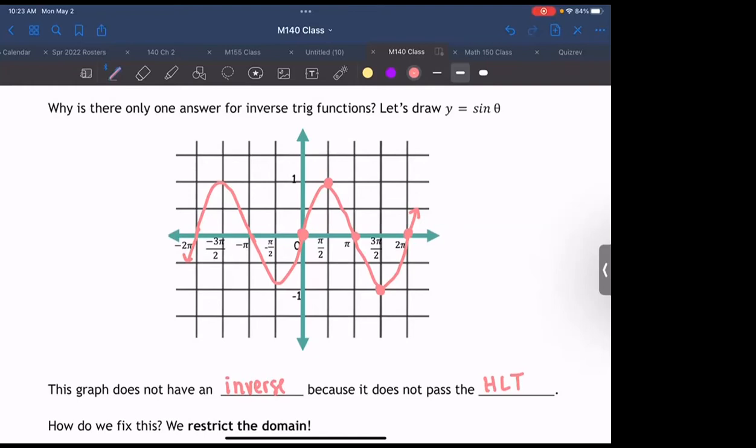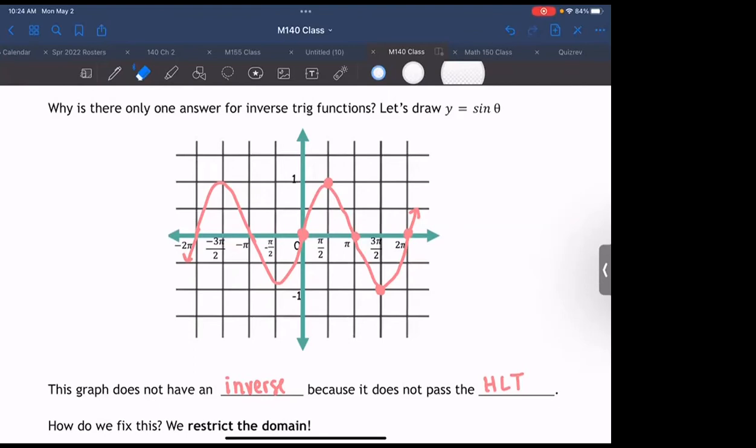Wait a minute, we have an inverse for sine. We called it sine inverse, like we have a notation for it, and we were able to apply it to a certain question, right? So how does sine have an inverse, even though we just said it doesn't have an inverse here, right?